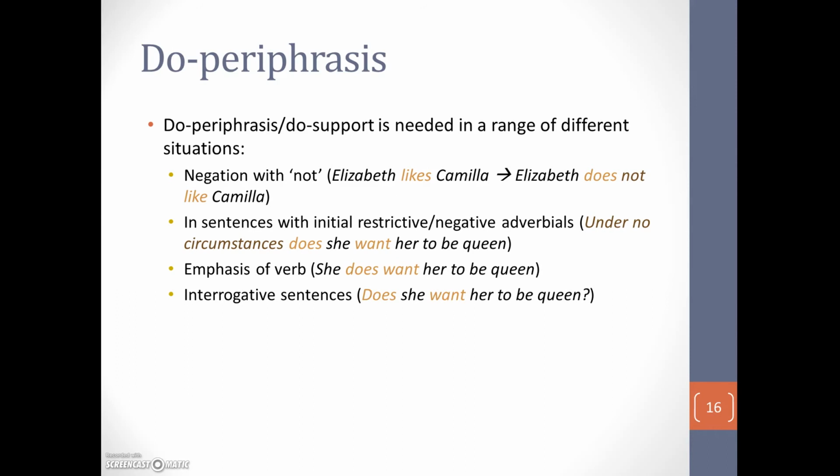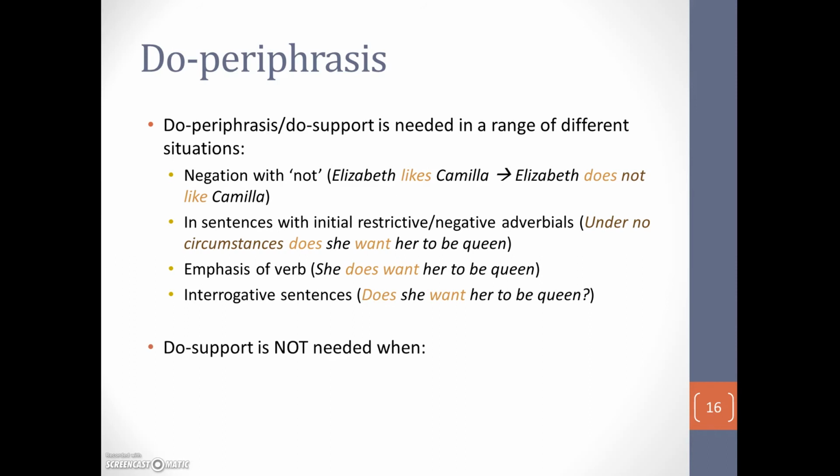We also need it in interrogative sentences, rather. Okay, so questions. Yeah, so does she want her to be queen? So here we can also note that do, which is the finite verb, here has moved to the front. Okay, and we're going to look at interrogatives and this movement at a later stage.